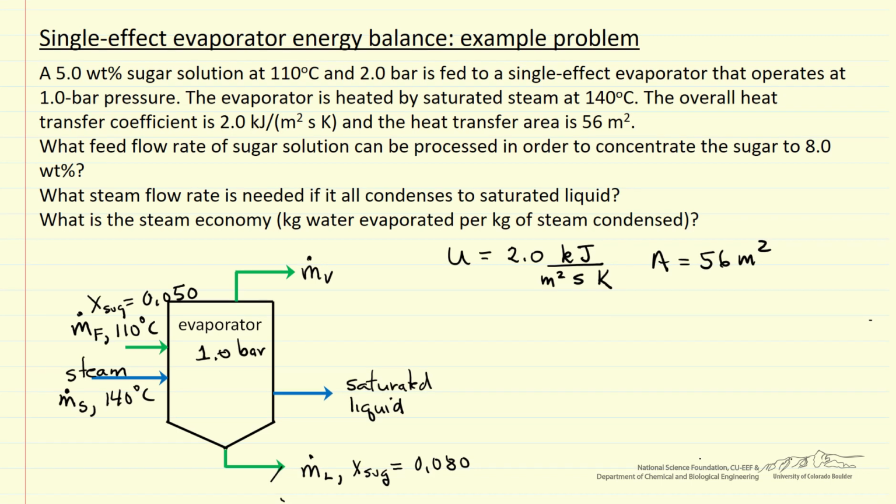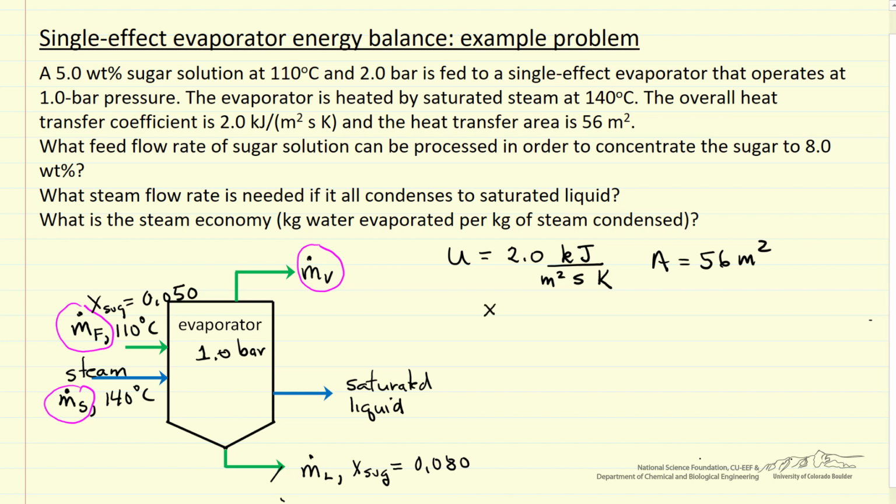I've created notation where m dot is a mass flow rate, so we're going to need to determine the mass flow rate of the vapor leaving, the feed mass flow rate of the sugar solution, and the steam mass flow rate. Now, in order to determine the heat transfer, we're going to need to know the temperature of the liquid in the evaporator, and since it's not pure water, we want to see how big a correction we have for the fact we have sugar dissolved in the water.